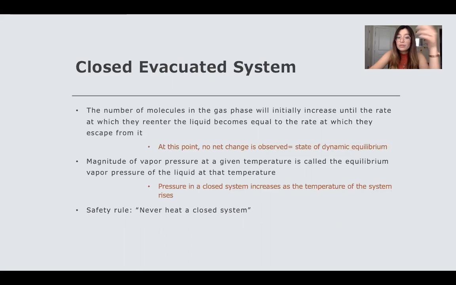The magnitude of vapor pressure at a given temperature is called the equilibrium vapor pressure of the liquid at that temperature. Pressure in a closed system increases as the temperature of the system rises. This is why we should never heat a closed system. If you have so much pressure buildup, the first thing that's going to happen is it's going to pop, it's going to break, and you don't want that. So rule of thumb, never heat a closed system because of pressure buildup that is caused by a rise in temperature.